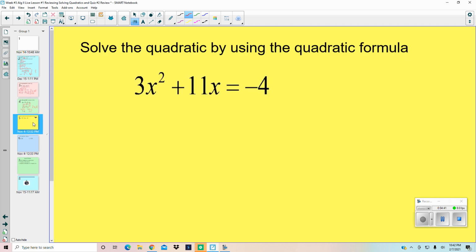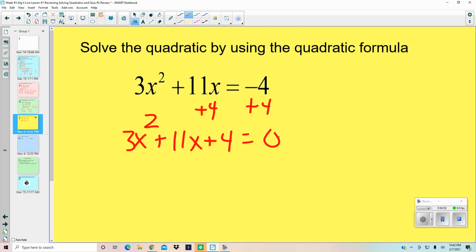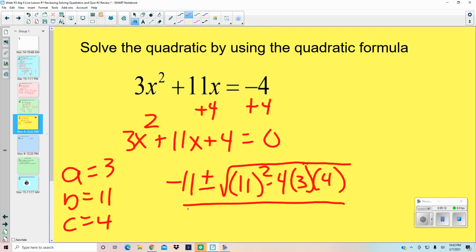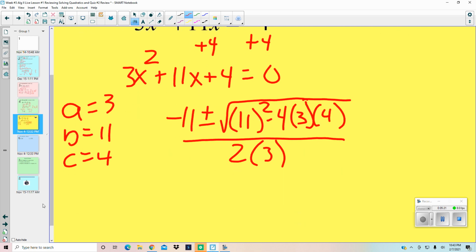When you're solving using the quadratic formula, again, you have to put everything on one side. So you'd have 3x squared plus 11x plus 4. So then you'd have a equals 3, b equals 11, and c equals 4 to put into the formula. So you take the negative of b, so negative 11 plus or minus square root of 11 squared minus 4 times 3 times 4 over 2 times 3. And then you can see that that's going to be two solutions. What I suggest is you figure out what the discriminant is first.